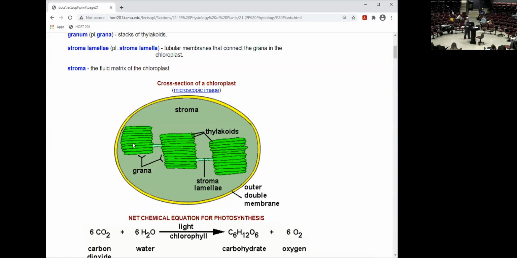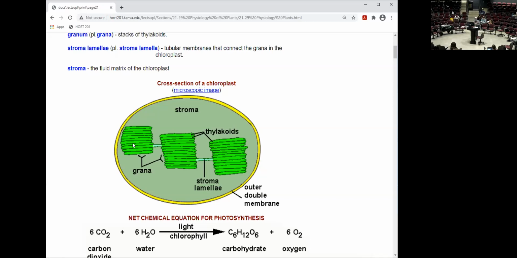The grana are floating around in a fluid matrix called the stroma. So what popped in my mind then? The pancakes are floating around in syrup. Yeah, syrup. And it's clear because there's no pigments in it. And then it's surrounded by 2 membranes. They didn't give the membrane of the chloroplast a special name, but it just has 2 membranes.